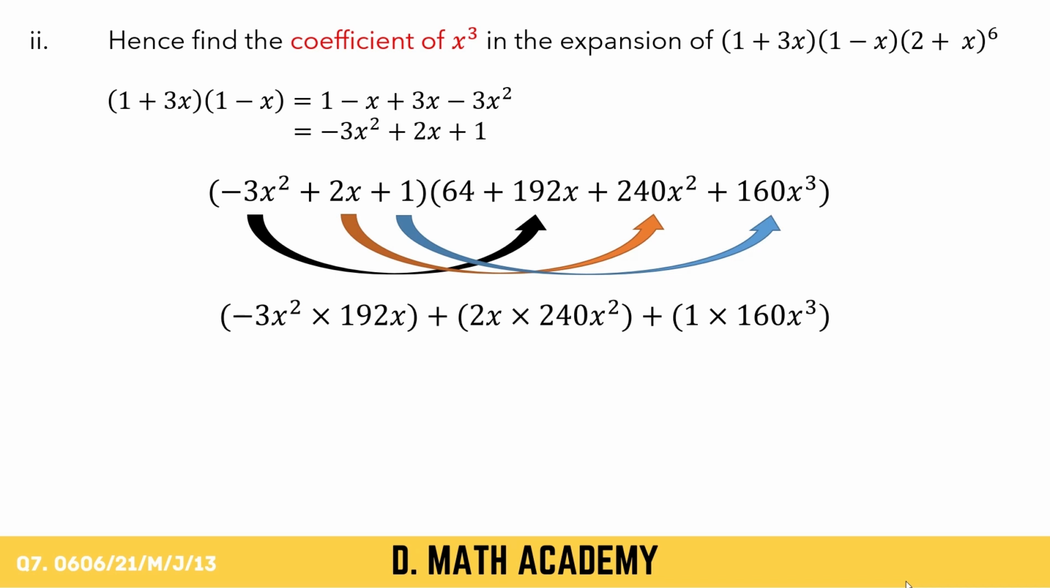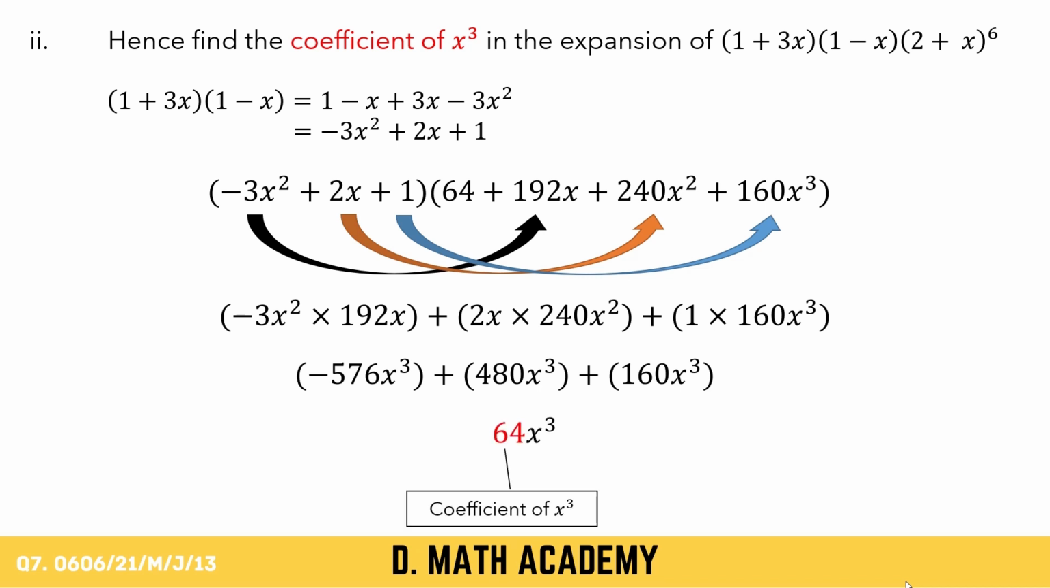It goes by negative 3x squared times 192x. You will get the result of negative 576x cubed. So from 2x multiplied with 240x squared, you will get 480x cubed. And the last one, 1 times 160x cubed, then you will get 160x cubed. Run the calculation, then you will get 64x cubed. The coefficient here means the number in front of the x cubed. So for that, you have 64 as the final answer.